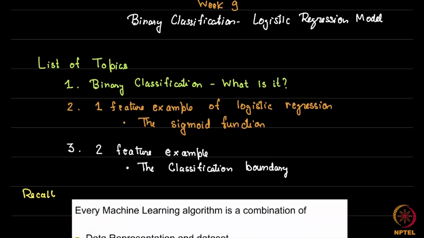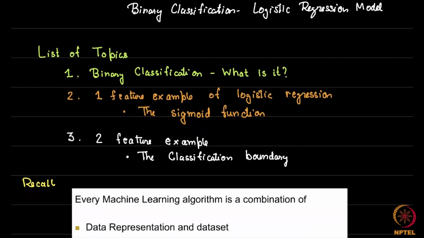Okay. Next, we will move on to a two feature example, and we will talk about something called the classification boundary, which is an important concept within binary classification.